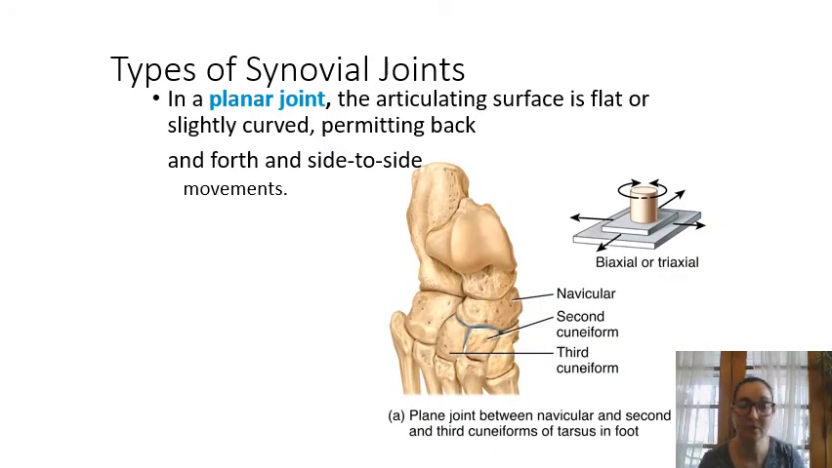Okay, planar joint. A planar joint is mostly to do with flat surfaces sliding past one another. In your tarsal bones, you have a lot of these planar joints where the cube-shaped bones just slide past one another. So we get slight movements here, back and forth, side to side, but not super highly movable.